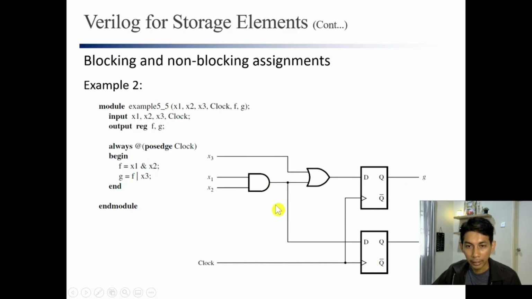Where you see G is F or X3. G is X3 or F, and this is F, because F here is actually X1 and X2. The Verilog understands that this is F and this is X3, and we OR them and you get G here. And for F, because this is another flip-flop, it is X1 and X2, and you have F.